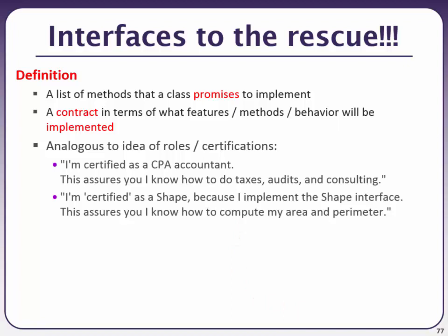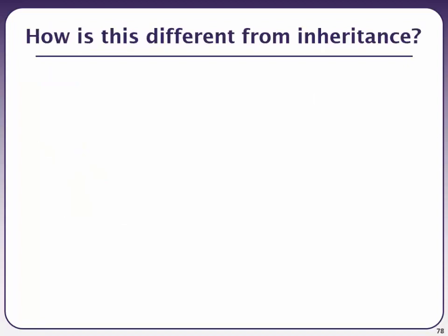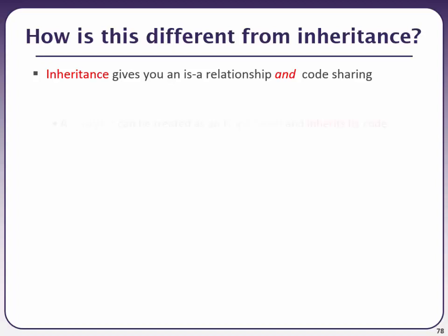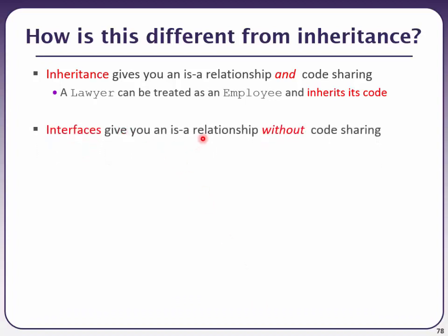But please notice that we are not talking about putting code actually in our interface. We just treat the interface as a contract that says somebody down the road is going to implement this and that method for you. So this is a big difference from inheritance, okay? Inheritance gives you an is-a relationship between classes, and code sharing, which means that the subclass inherits all the code from the superclass. A lawyer, for example, inherits all the code from the employee, and then you can override some of it if you want, okay?